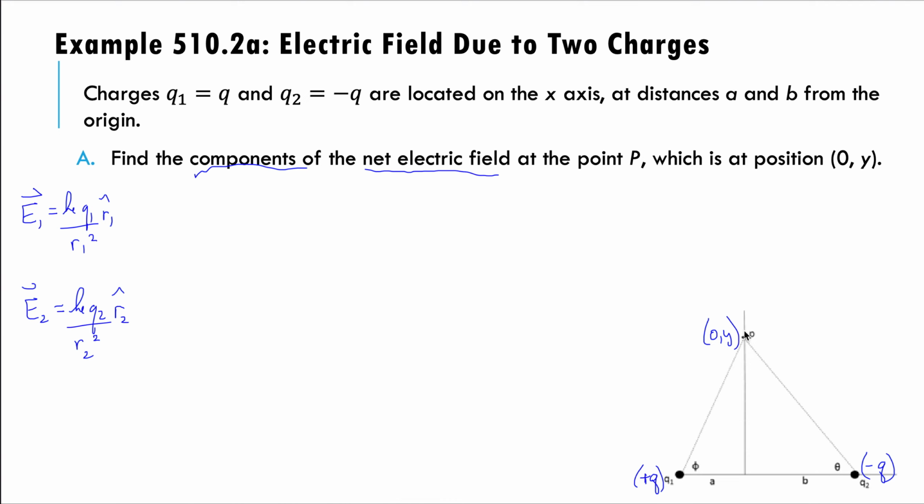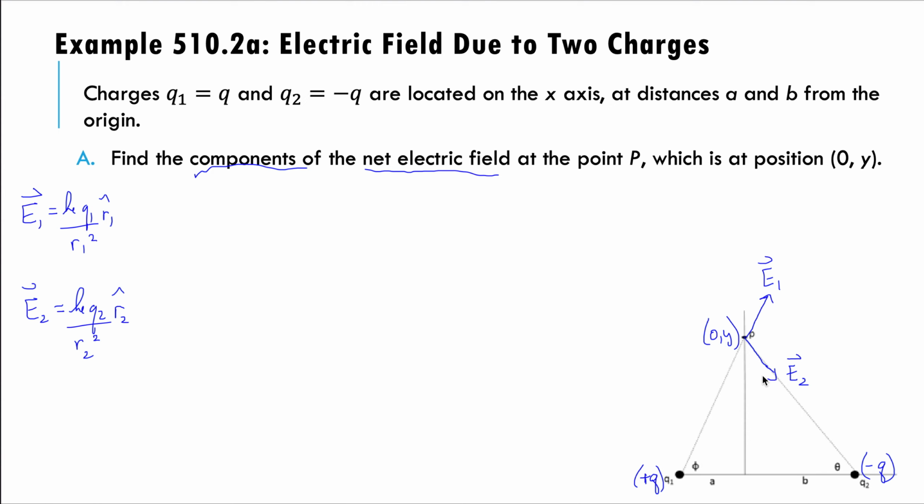We know that at this point P there's going to be an electric field produced by both charges. A positive charge produces a field away from it, so there will be a field in this direction away from Q1. And a negative charge produces a field towards it, so there's going to be a field downward in this direction. And we're trying to find the net field.